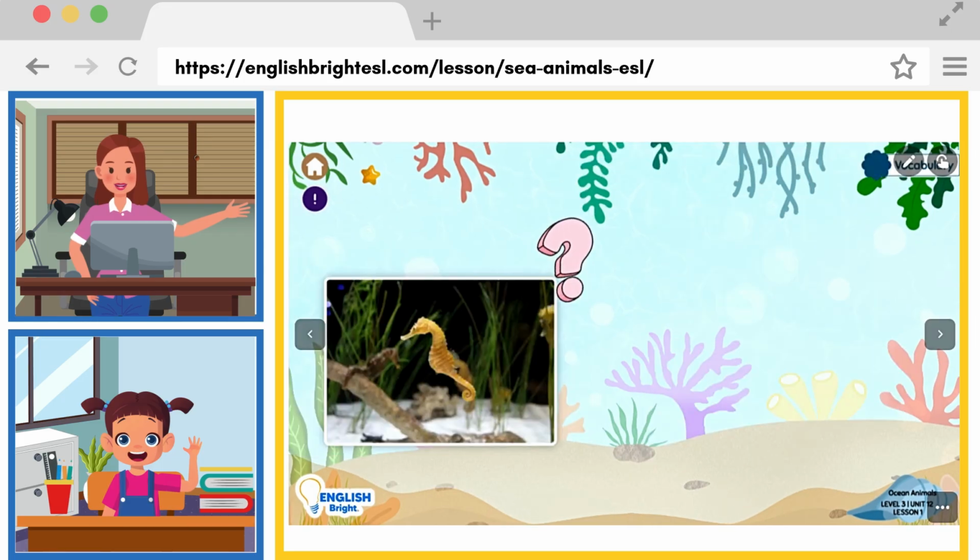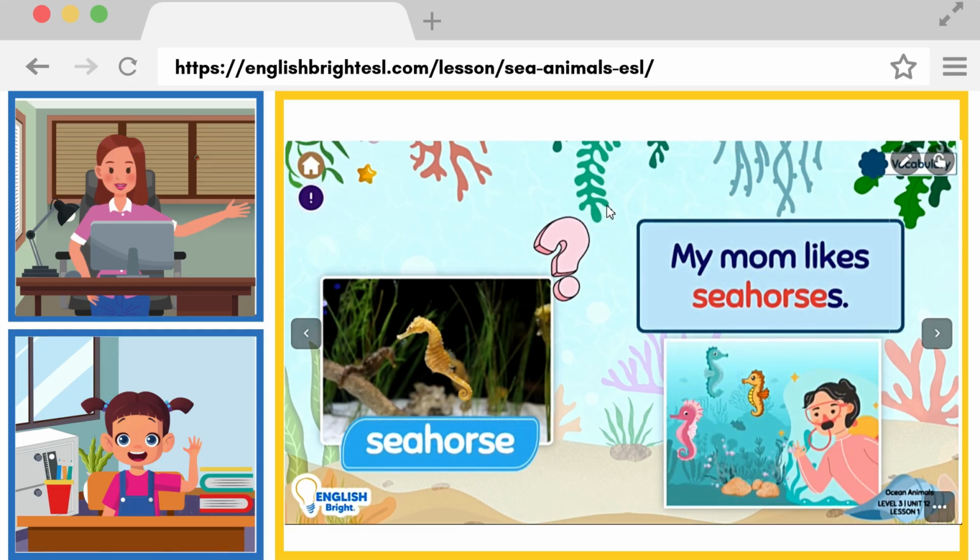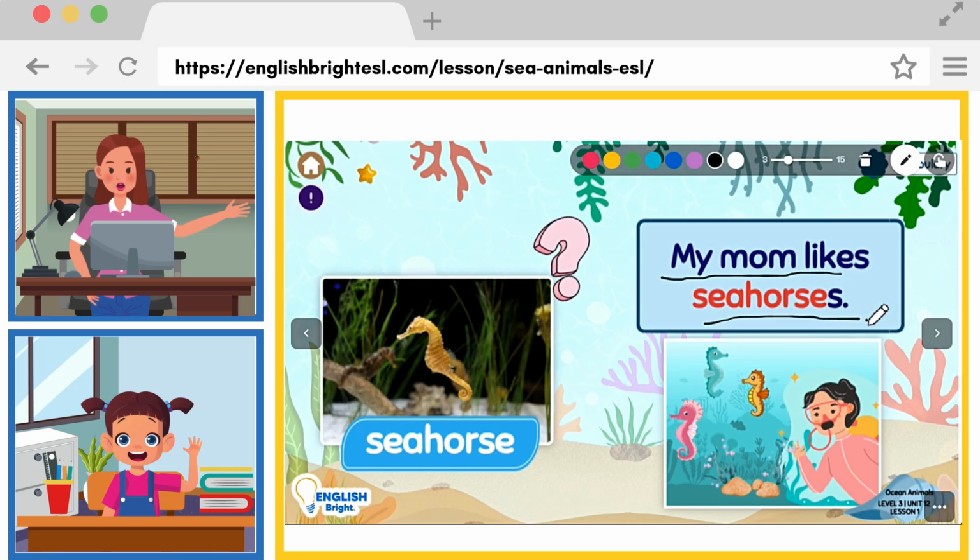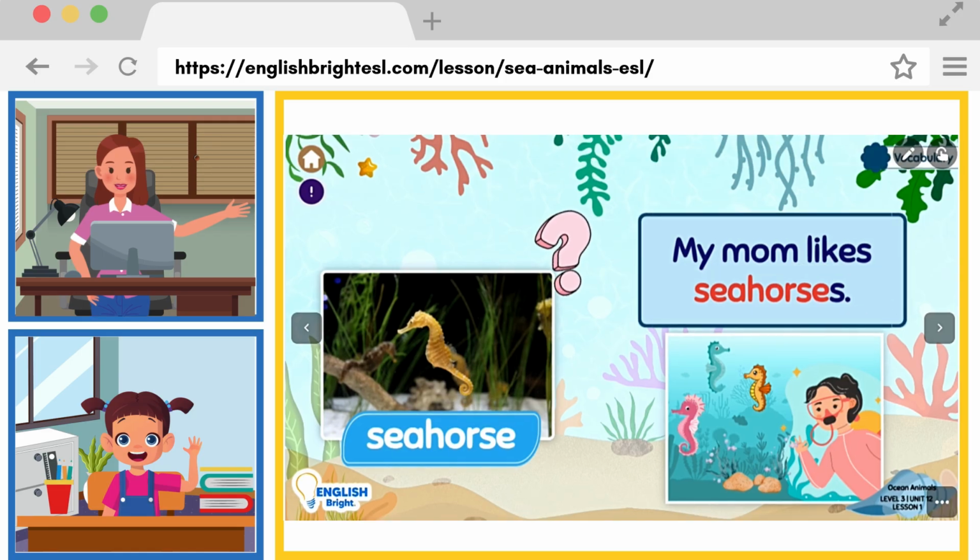Now, let's move on to the next ocean animal. Can you guess what animal this is? Let me see. Oh, I think it's a seahorse. You're right, Lucy. This is a seahorse. Did you know that seahorses are very special because the males carry the babies? Isn't that cool? Wow, so the daddy seahorse carries the babies? Yes, exactly. Now, let's read a sentence about seahorses. Please repeat after me. My mom likes seahorses. My mom likes seahorses. Lucy, you did a great job learning new ocean animal words.